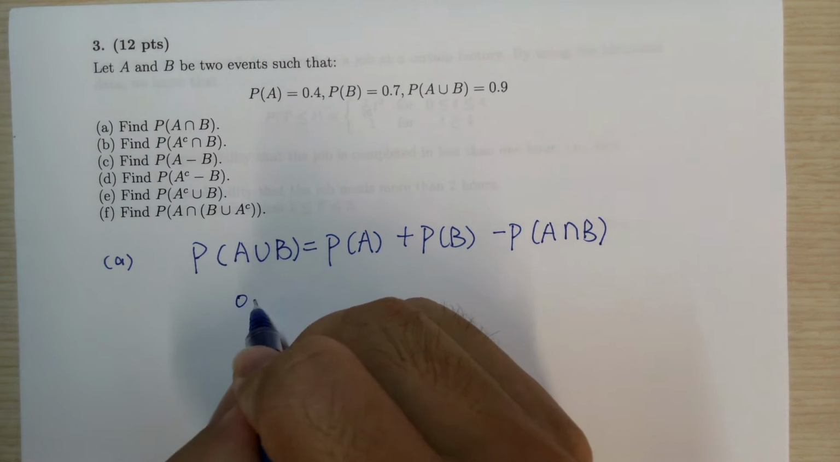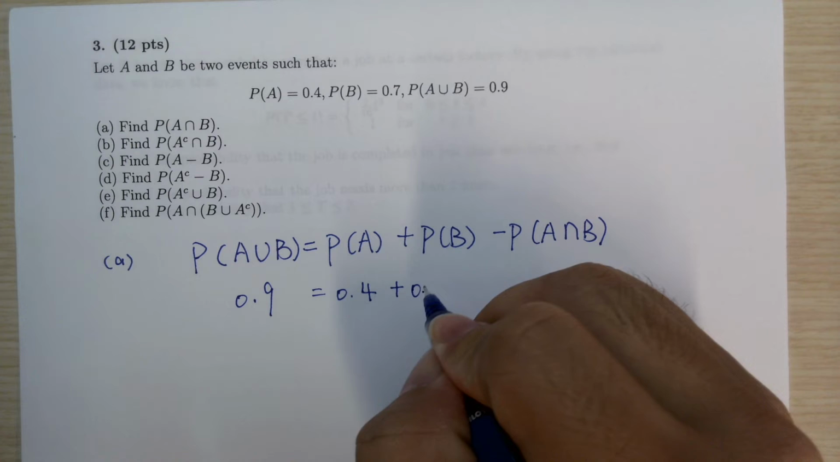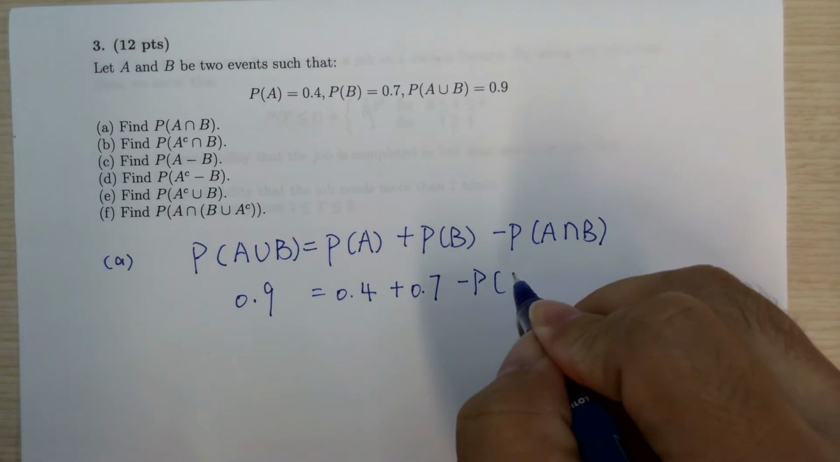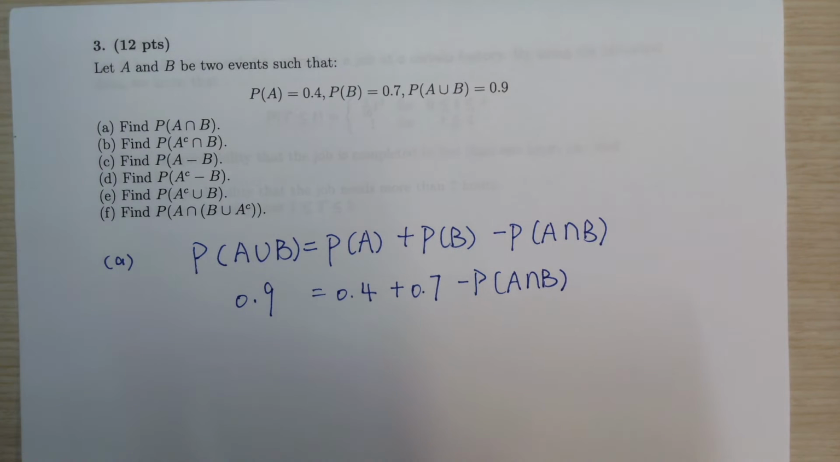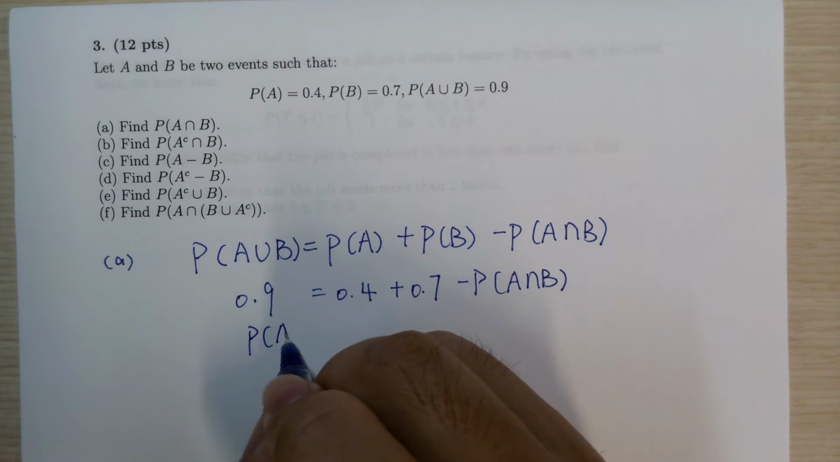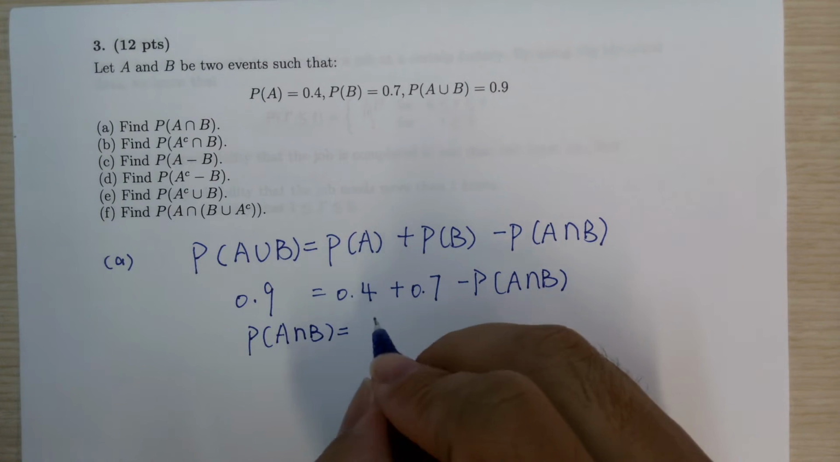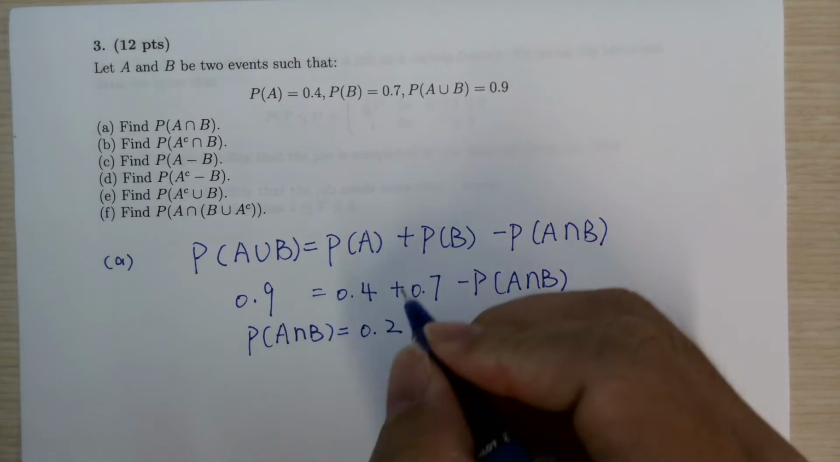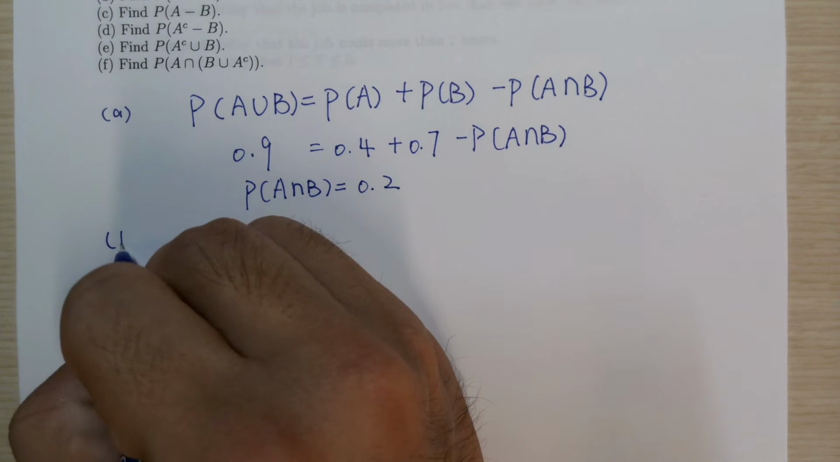So we have 0.9 equals 0.4 plus 0.7, and then minus P(A intersect B). So it turns out we can derive that P(A intersect B) equals 0.2. So that's part A.